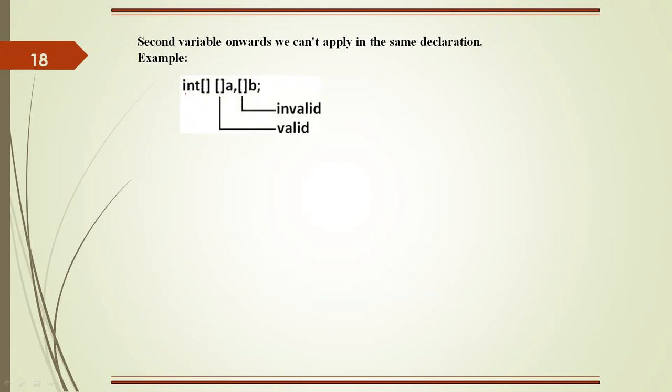Like that. Int. This is the dimension, this is the dimension, this is a variable, this is the variable, this is invalid. I have told you, no? One note point: before that variable, if any dimension is there, it's invalid, not valid. At the last, it's valid. If in the middle or like first dimension, it is valid.